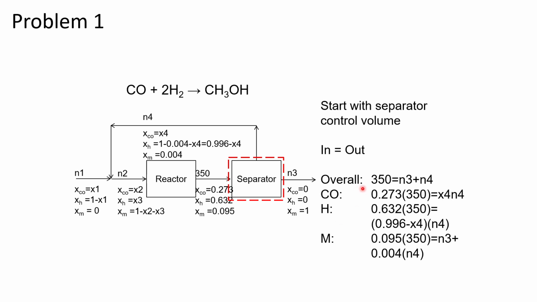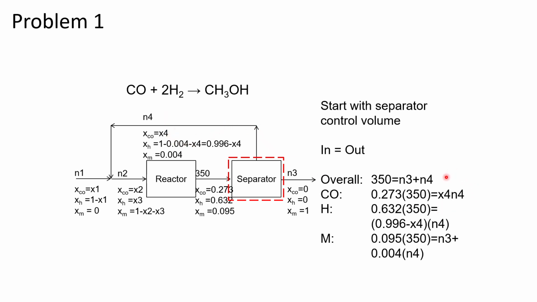So overall, what comes in is the 350 from the reactor. That's equal to N3 plus N4, the total amount that comes out. If we look at CO, CO enters in the reactor effluent. The amount of CO is the fraction of that stream which is CO, 0.273, times the flow rate of that stream, 350. Just to remind you, to calculate the flow of a species, we take the fraction from below the arrow and multiply by the amount above. We'll set that equal to the amount of CO that exits in these 2 streams. There's none in this stream, which is pure methanol. The amount of CO in this recycle stream is going to be X4 times N4.